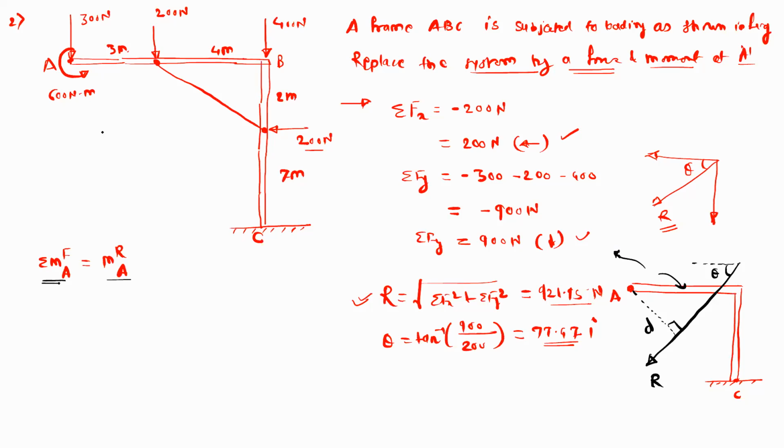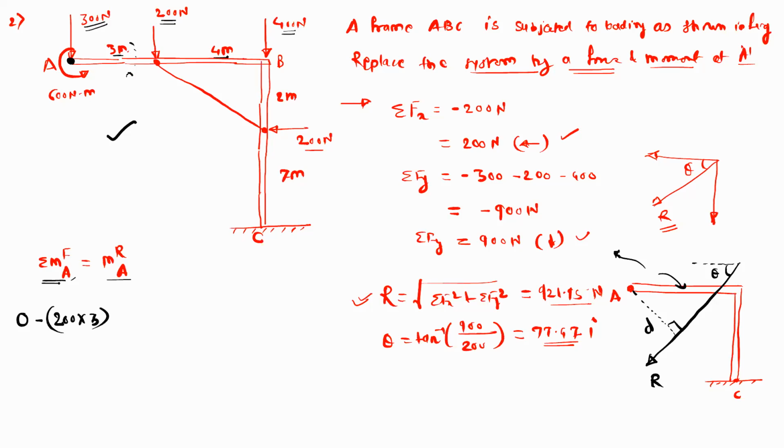To find the left hand side, observe this diagram. Write the summation of moments by all the forces about A. First, the 300 Newton force is passing through point A, so its moment will be 0. Second is 200 Newton. Its perpendicular distance is 3 meter, so the moment will be 200 into 3, and the direction is clockwise, that is the sense of rotation, so it is minus.